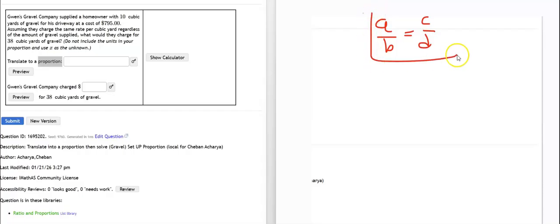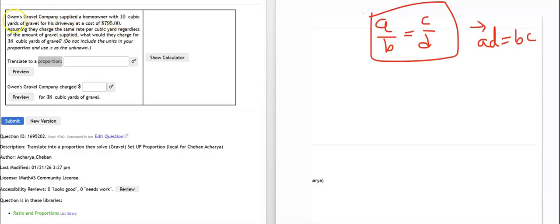Notice that a proportion is the equality between two ratios in this format. Proportion is A over B, one ratio, equals C over D, another ratio. That's how you write the proportion. And to solve it, you usually do A times D equals B times C. That's the cross multiplication. Okay, let's write the proportion first.